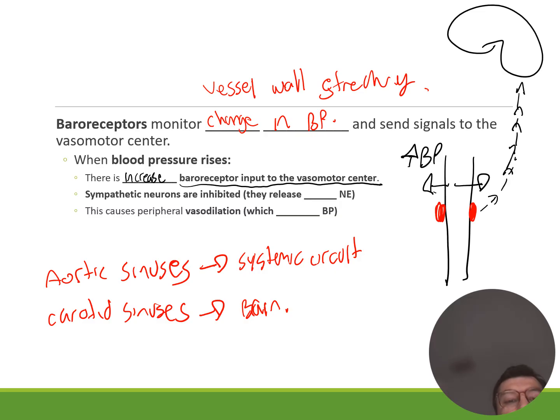Sympathetic neurons are inhibited and they release less norepinephrine. So when we have less norepinephrine, there will be a decrease of vasoconstriction in the periphery, and there will be less redistribution of blood flow to the brain. All right. This causes peripheral vasodilation. Vasodilation, remember that it is just the lack of sympathetic stimulation which causes blood pressure to decrease.